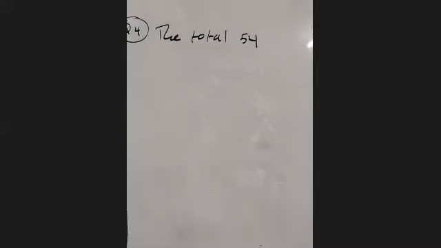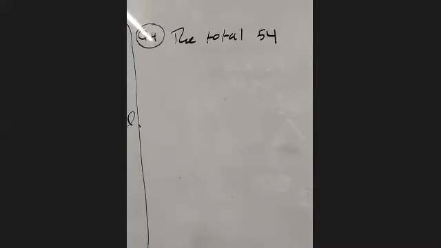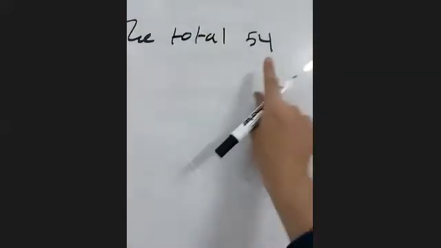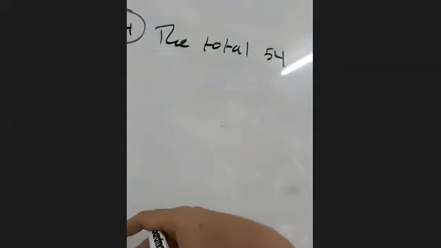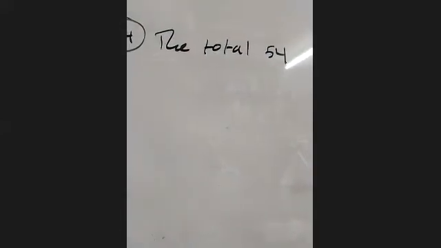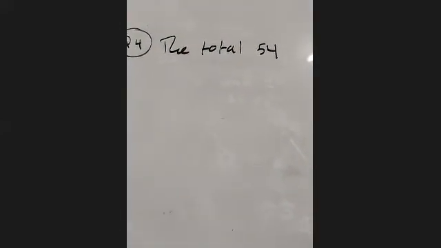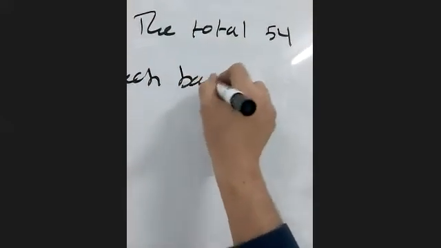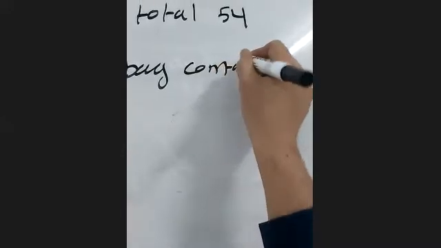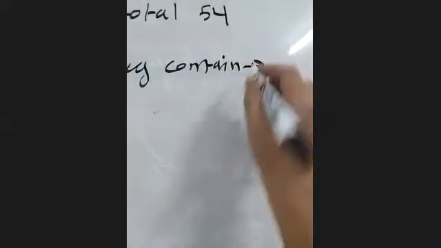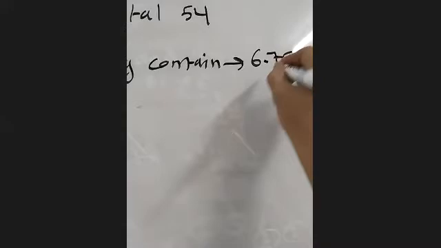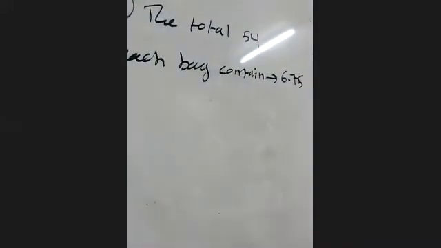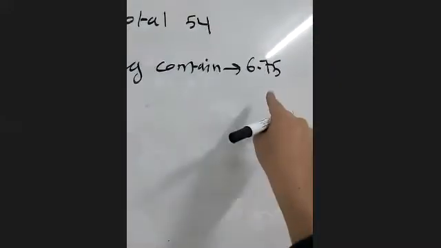Then she divided the jelly beans into bags that contain 6.5. She wants to divide, focus now. She wants to divide the total into bags. Got it? Okay, continue. Each bag should contain how much? 6.75. Each bag contains or should contain 6.75 pounds. Now, she wants to divide the total into a number of bags such that each bag contains this, right?